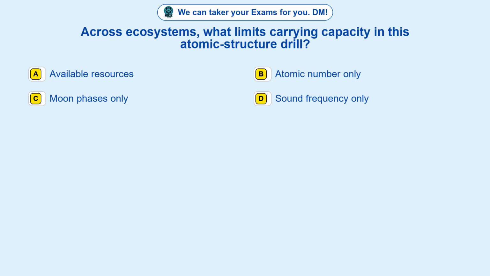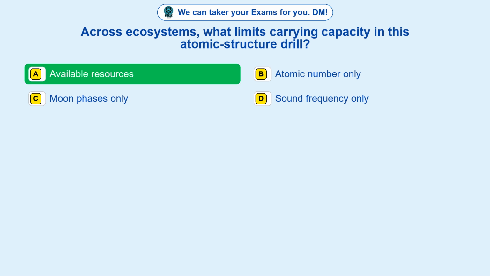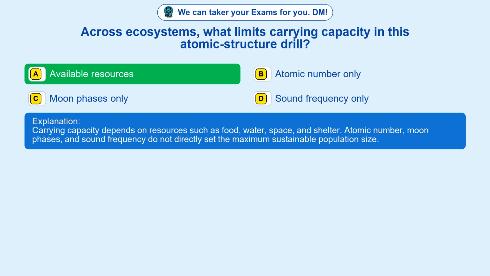Question 29. Across ecosystems, what limits carrying capacity in this atomic structure drill? Option A, available resources. Option B, atomic number only. Option C, moon phases only. Option D, sound frequency only. The correct answer is option A, available resources. Carrying capacity depends on resources such as food, water, space, and shelter. Atomic number, moon phases, and sound frequency do not directly set the maximum sustainable population size.